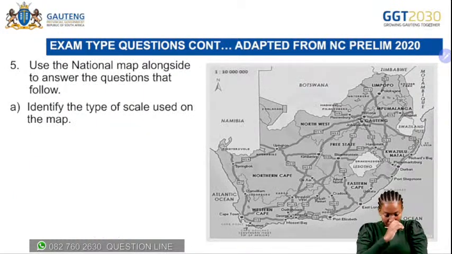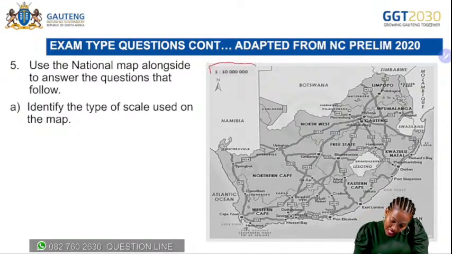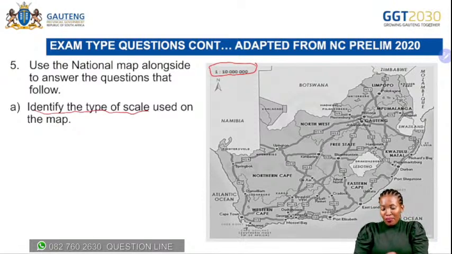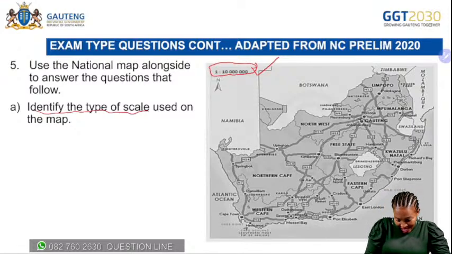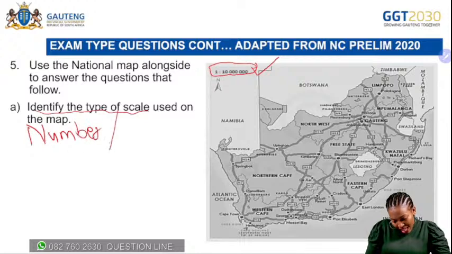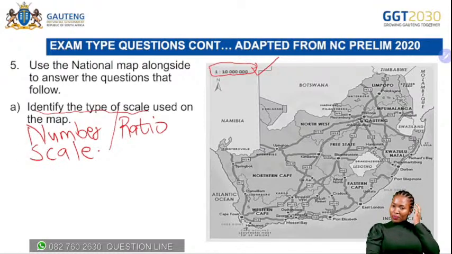And then we have a map here. We have a national map alongside, and we are going to use it to answer the questions that follow. So our map also has a scale. Since this map has a scale, you must identify the type of scale that was used on that map. What type of scale is this, guys? You are correct, 100% correct, guys. It is a number scale. Others are saying it is a ratio. So it is a number or ratio scale. And then you are done, you leave it there.